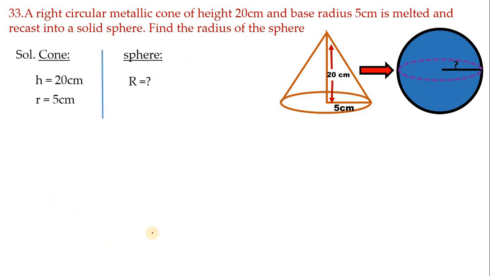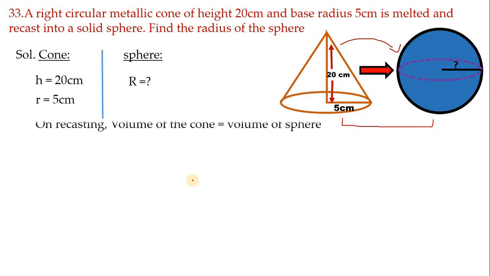Now one important thing you want to keep in mind, children. If you look at the figure, we are converting a cone into a sphere here. Whenever we convert one object to another object, there will not be any change in its volume. Therefore, here the volume of the cone will be equal to the volume of the sphere. That is a very important thing you want to understand here, so write here: on recasting, volume of cone is equal to volume of sphere.